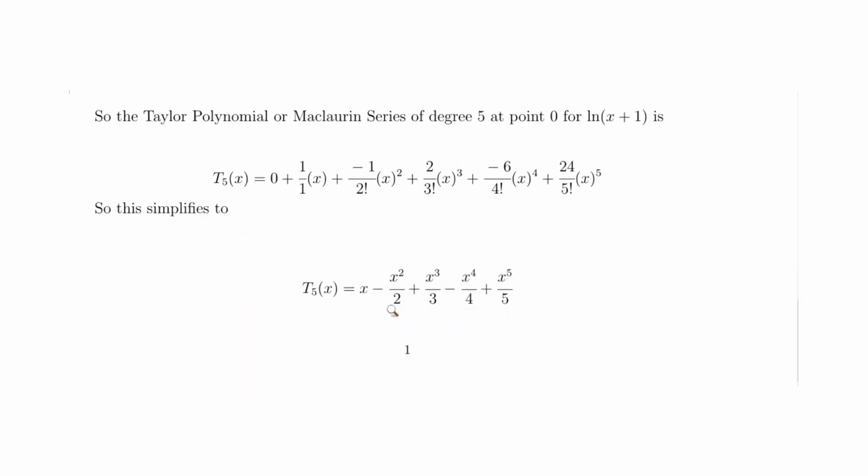So therefore we can conclude that our Taylor polynomial is x minus x squared over 2 plus x cubed over 3 minus x to the 4 over 4 plus x to the 5 over 5.